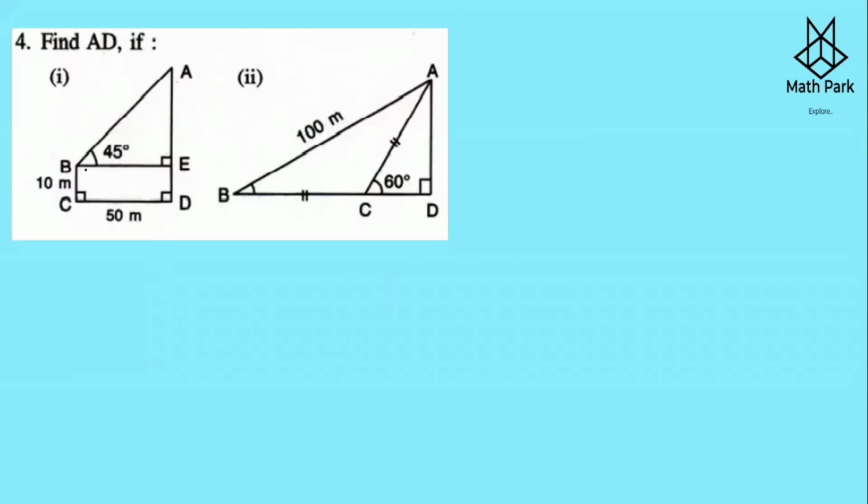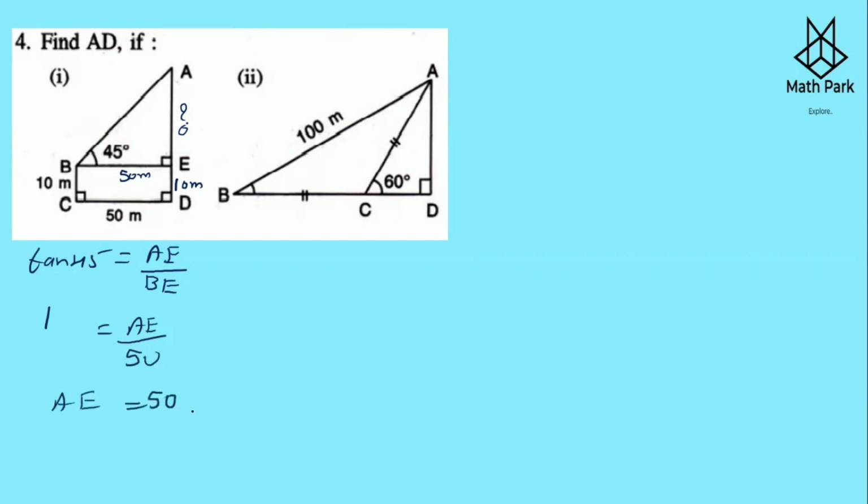Got it? And AD. So BCDE is a rectangle, so opposite sides are equal. So we get DE as 10 meter and BE as 50 meter. Now we want to find AD. One part is known. We have to find AE now. So with respect to 45 degree, this is adjacent and this is opposite side. So we'll use tan 45 is equal to opposite, that is AE, upon adjacent, which is BE. Now tan 45 is 1 is equal to AE upon BE, which is 50, as opposite sides of rectangle are equal. So this is how you get AE is equal to 50 meter.